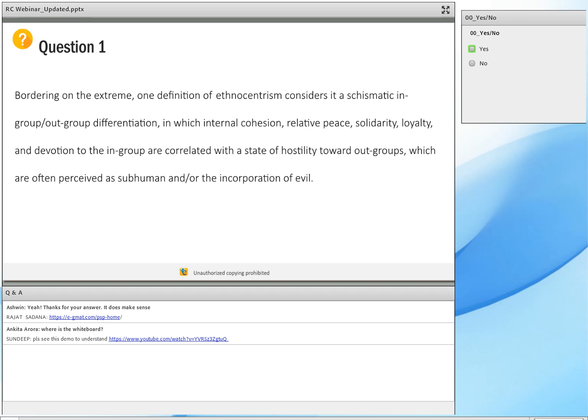Perfect. 99% of you are done reading the passage. That is wonderful. So now what I'm going to do is give you a question, and I want you to tell me what the correct answer is. All right.